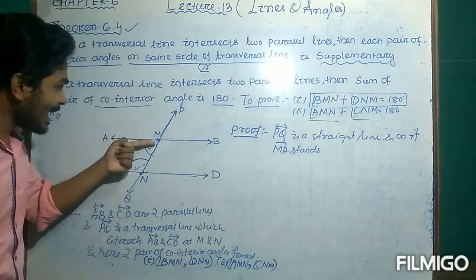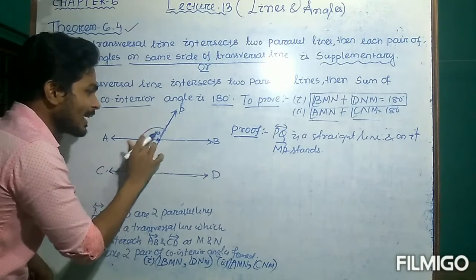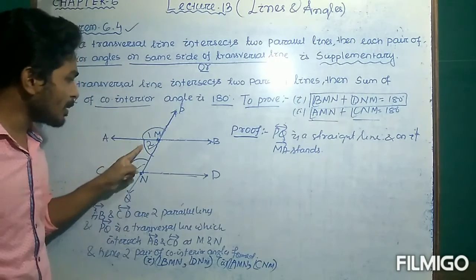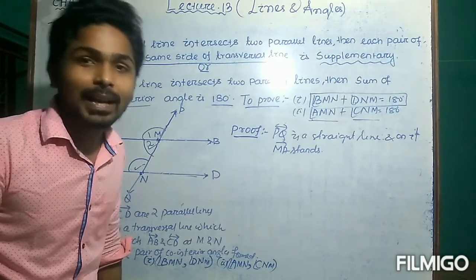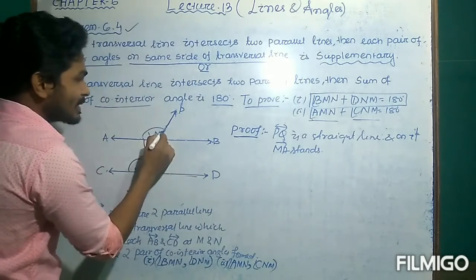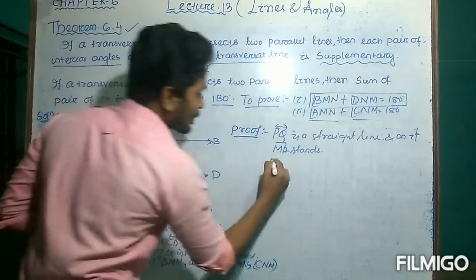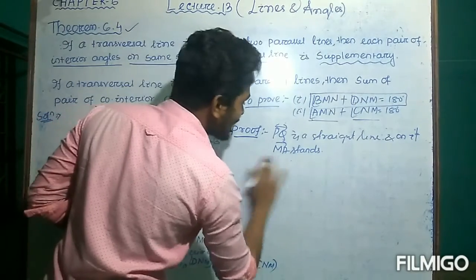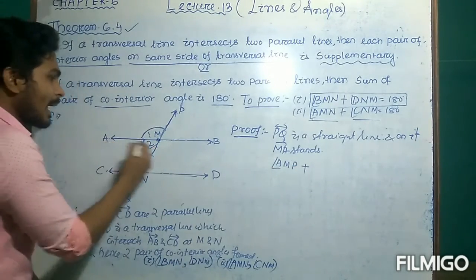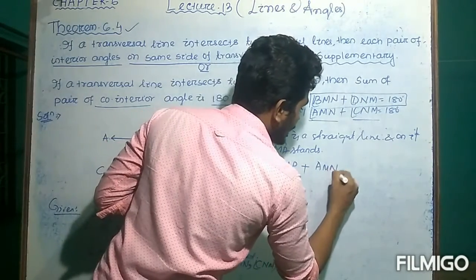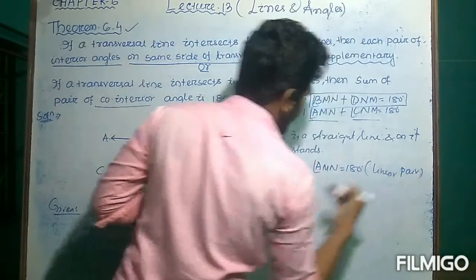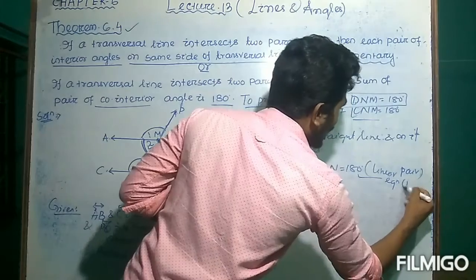And you know, if a ray stands on a straight line, then it forms two angles, 1 and 2. These two adjacent angles are known as linear pair angles, and the sum of these two linear pair angles is equal to 180 degrees. So you can write the angle PMA, or you can say the angle AMP, whatever you can write, plus this angle, AMN, is equal to 180 degrees. Why? Because these two angles are linear pair angles. Understood? This is equation number 1.